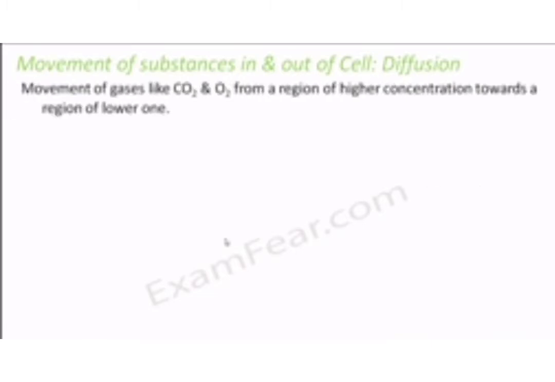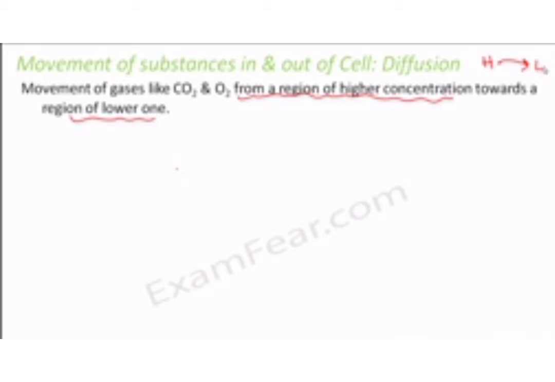So let us try to see how the movement of substances takes place across the cell membrane by the process of diffusion. What is diffusion? It is basically movement of particles or movement of gases like carbon dioxide and oxygen from a region of higher concentration towards a region of lower one. This is the main catch here. Diffusion always takes place from a region of higher concentration towards a region of lower concentration. So what do I mean by this?